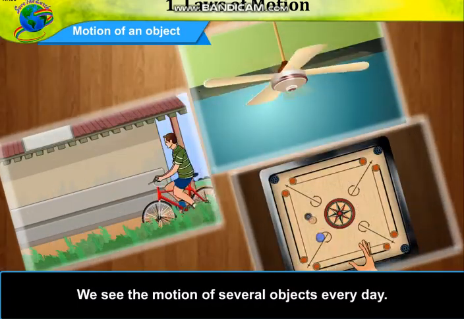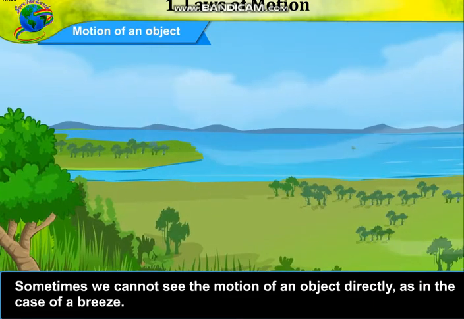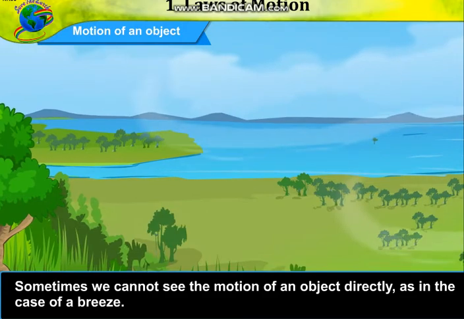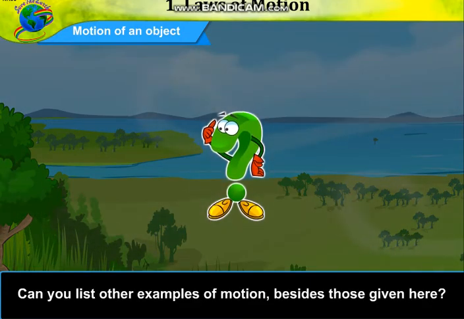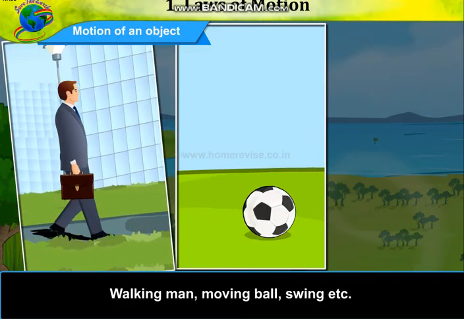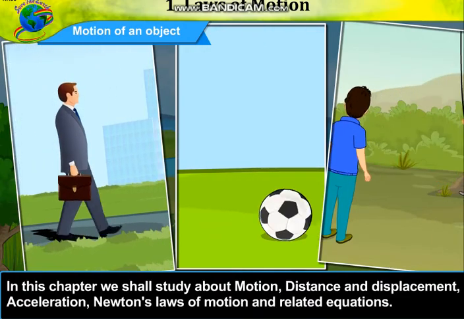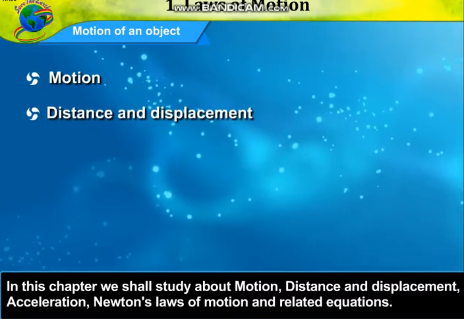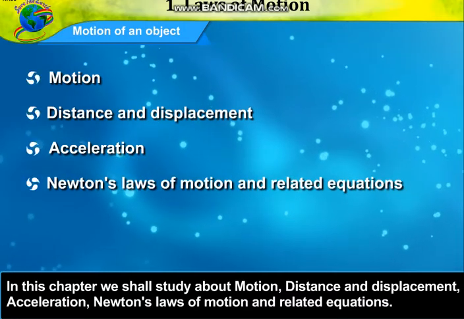We see the motion of several objects every day. Sometimes we cannot see the motion of an object directly, as in the case of a breeze. Can you list other examples of motion besides those given here? Walking man, moving ball, swing, etc. In this chapter, we shall study motion, distance and displacement, acceleration, Newton's laws of motion, and related equations.